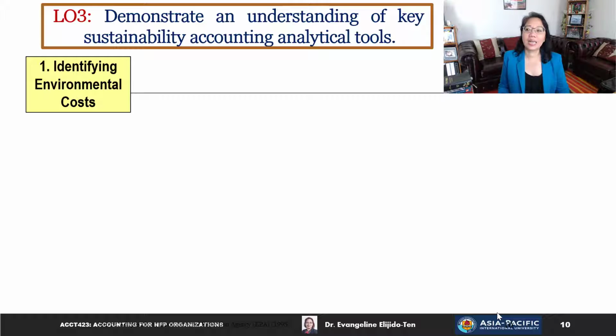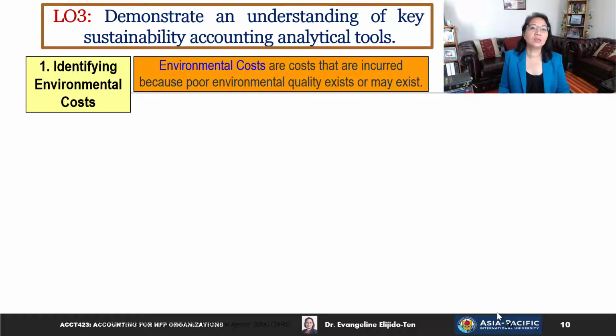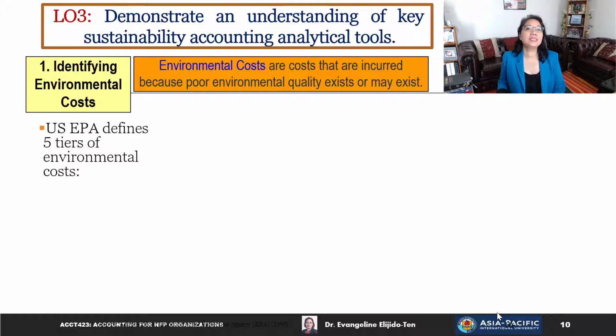So before we can identify environmental costs, let us define what environmental costs are. These are the costs that are incurred because poor environmental quality exists or may exist. The United States EPA defines 5 tiers of environmental cost. EPA stands for Environmental Protection Agency.